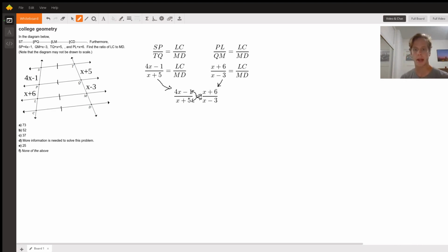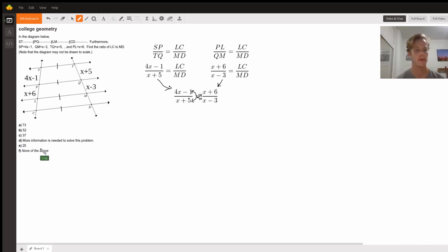And then once you have that, what you will do is you will then solve that quadratic equation, and it'll give you two values for x, one of which will be valid. Only one of them will be valid. So you take the valid one for x, and then you would plug it in to either one of these ratios. So x plus 6 over x minus 3, or 4x minus 1 over x plus 5. And that will give you one of these answers.